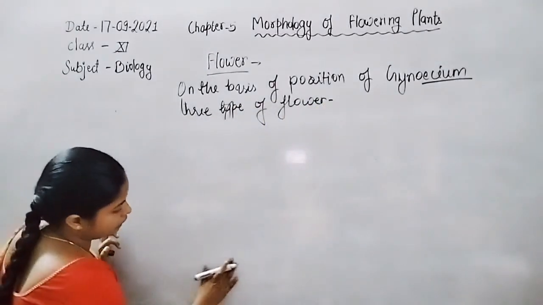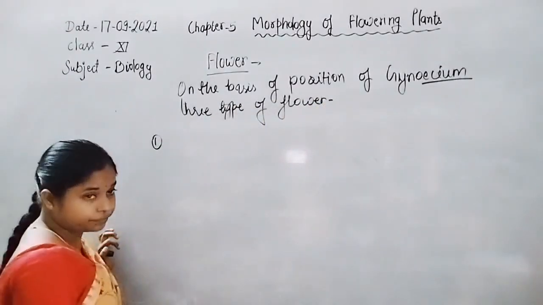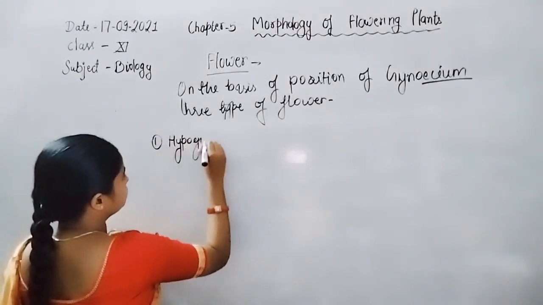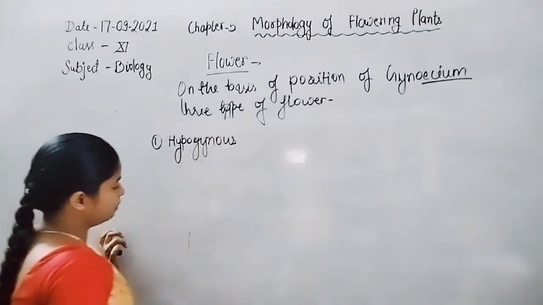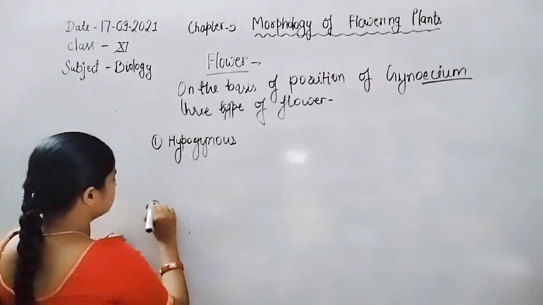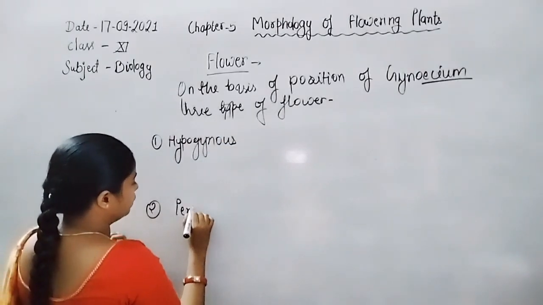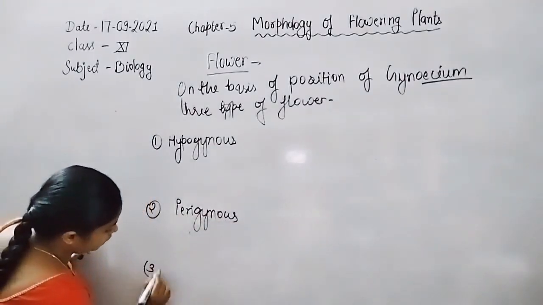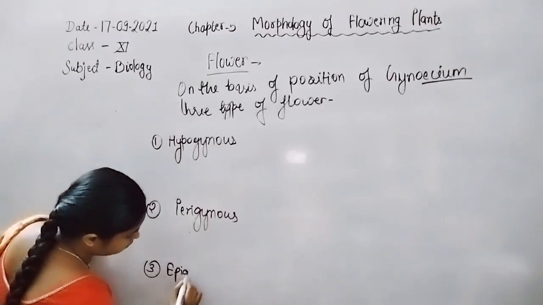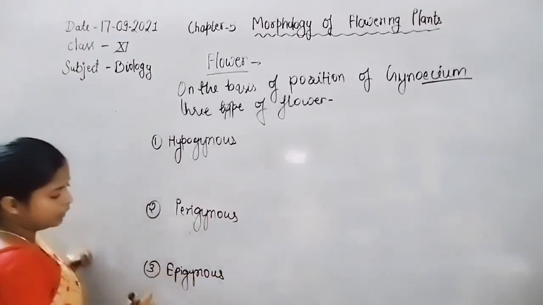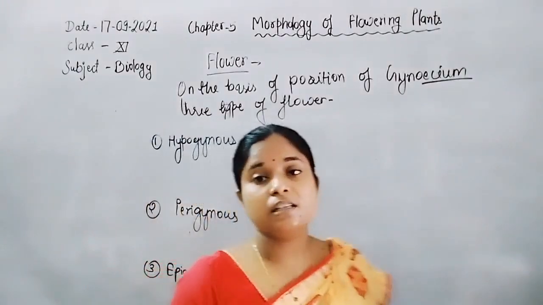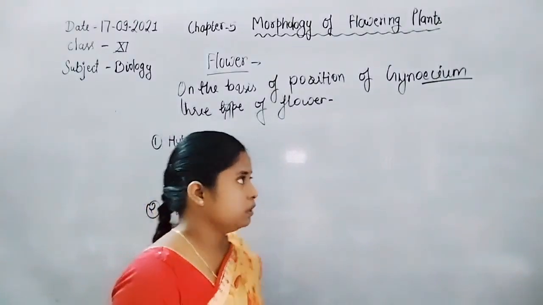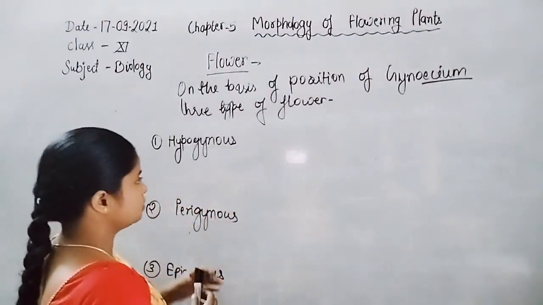These types of flower are: first is hypogynous type of flower, second is perigynous type of flower, and third is epigynous type of flower. Perigynous, epigynous and hypogynous types of flower are found on the basis of position of gynoecium.